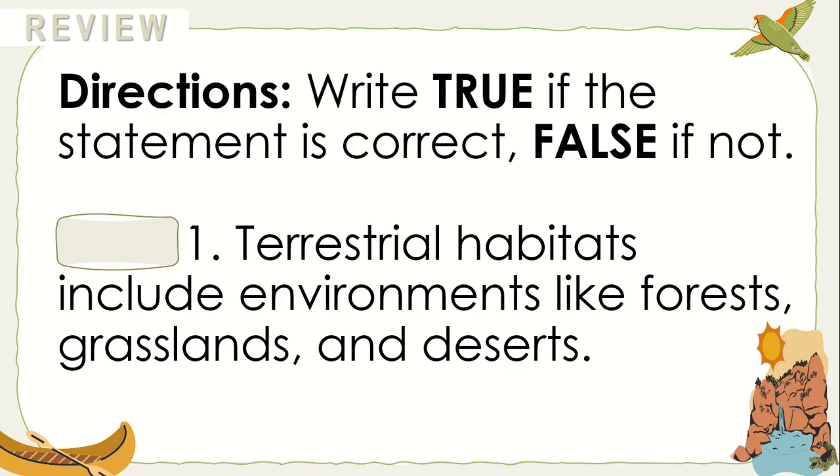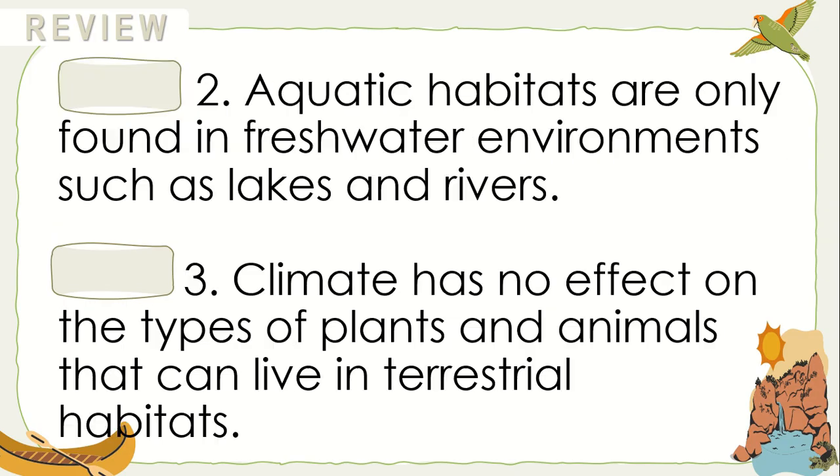Directions. Write true if the statement is correct and false if not. Number 1. Terrestrial habitats include environments like forests, grasslands, and deserts. Number 2. Aquatic habitats are only found in freshwater environments, such as lakes and rivers.